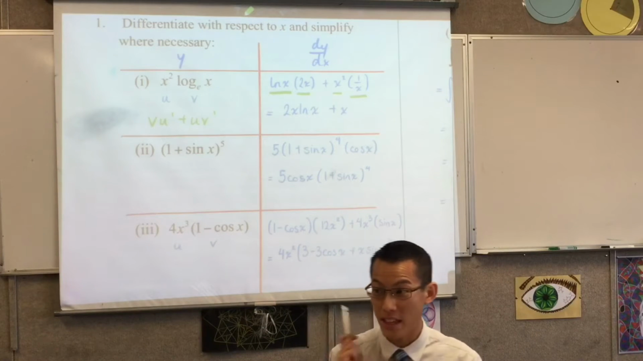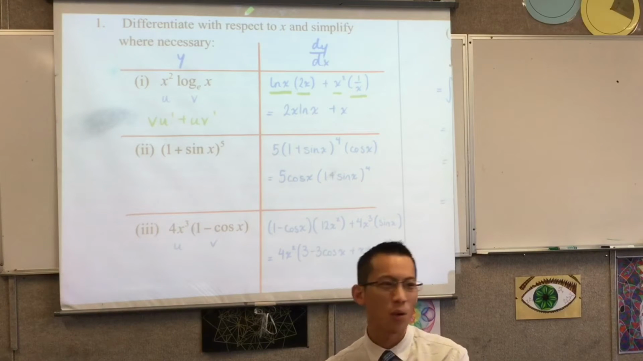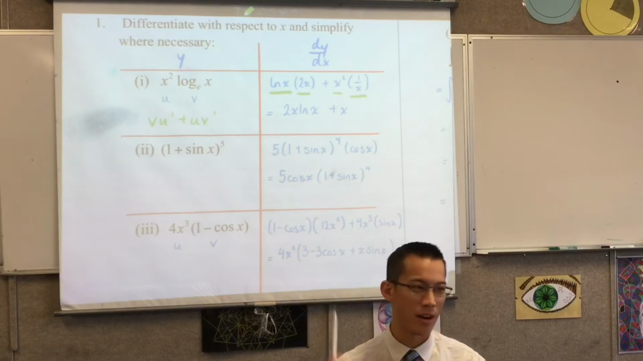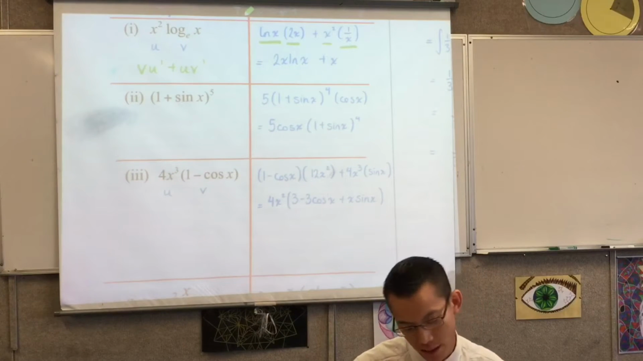The reason I do it in this order is, well, can anyone tell me why? It's because it helps me get the quotient rule right, where the order does matter, whereas here you can put them anywhere you like. Quotient rule's different.